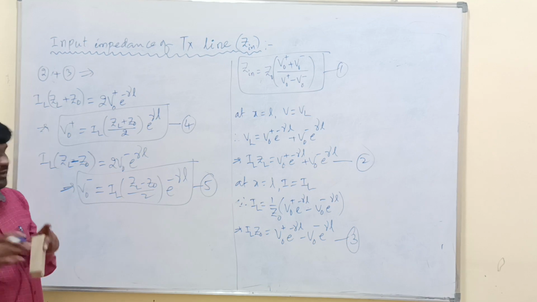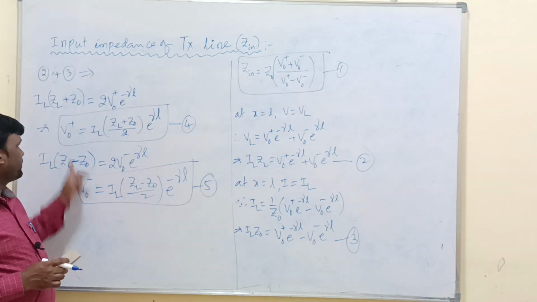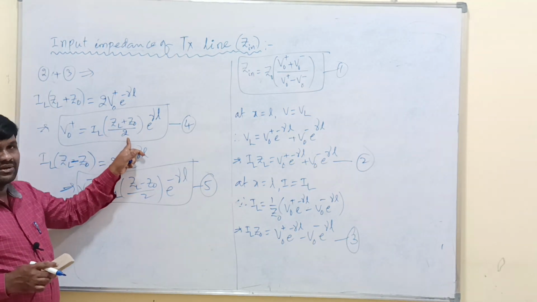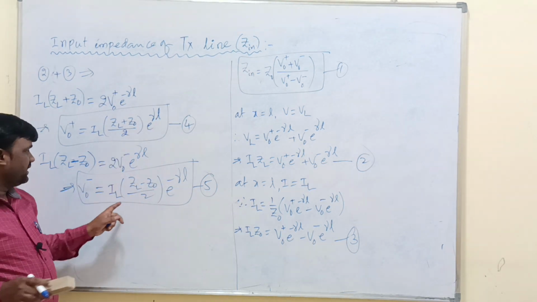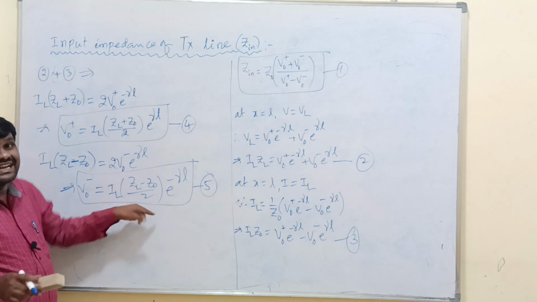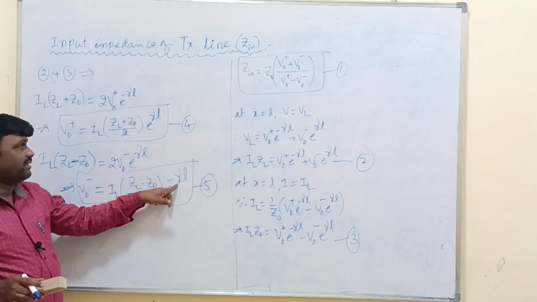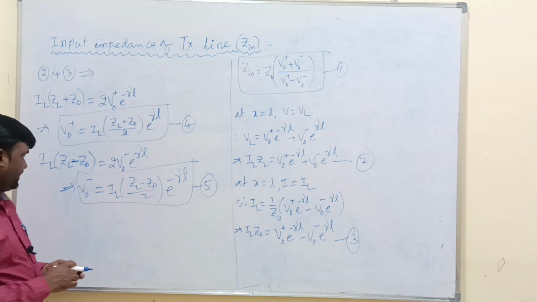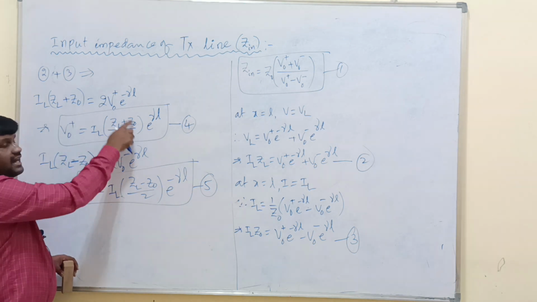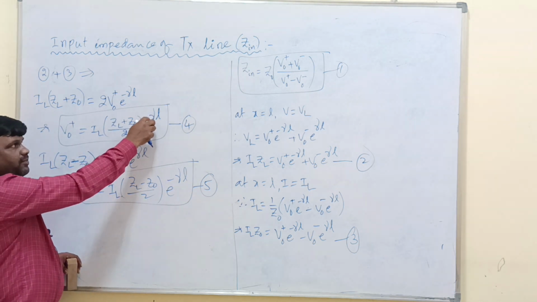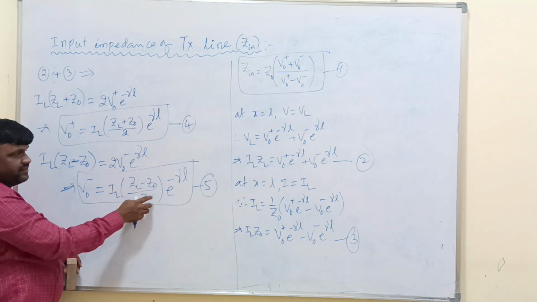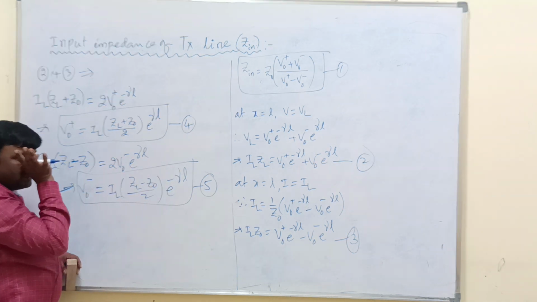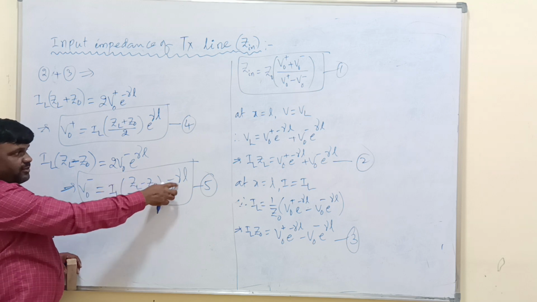Here we can easily remember this V naught plus and V naught minus. For V naught plus, what we have: ZL plus Z naught by 2, that is plus. Here also e to the power gamma L, that is e to the power plus gamma L. Here also V naught minus, for minus ZL minus Z naught by 2, e to the power minus gamma L. IL is common. That means here as it is plus, ZL plus Z naught by 2, e to the power plus gamma L. As it is minus, ZL minus Z naught by 2, e to the power minus gamma L.